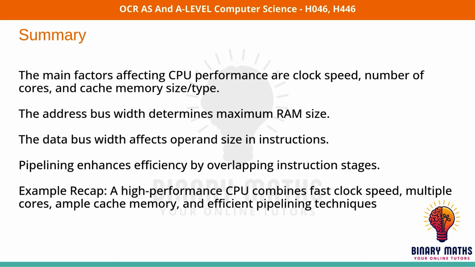A high-performance CPU combines fast clock speed, multiple cores, ample cache memory, and efficient pipelining techniques. By understanding these factors, you can better appreciate how modern CPUs achieve their impressive performance levels. This knowledge will also help you make informed decisions when selecting or upgrading your computer hardware.